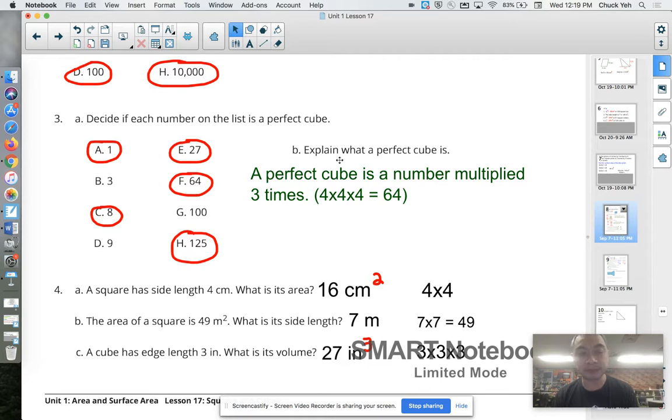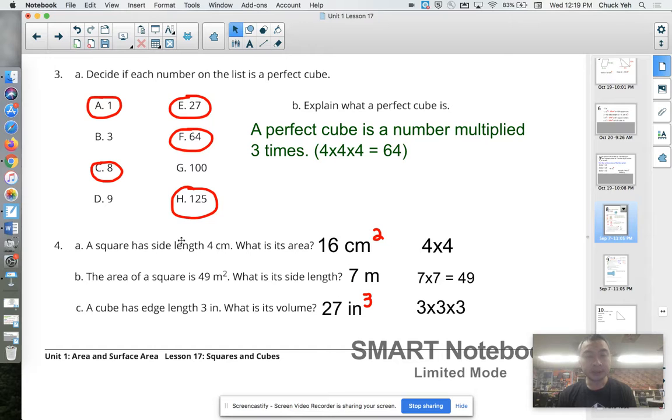Now, to find volume, you can multiply any three numbers. It doesn't have to be a perfect cube, but you can still multiply those same three numbers to find volume. If a square has a side length of 4 centimeters, what's its area? Its area is 16 centimeters squared, right? We're just multiplying because a square is base times height. That's all it is. The area of a square is 49 meters squared. What's the side length? So divide that, and that's 7, because 7 times 7 is 49.